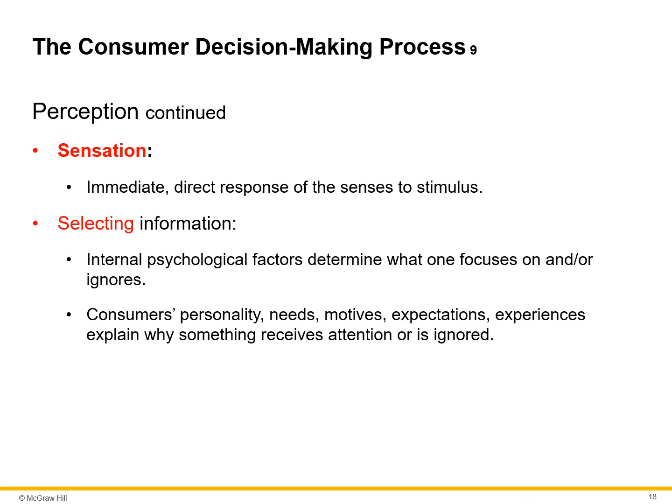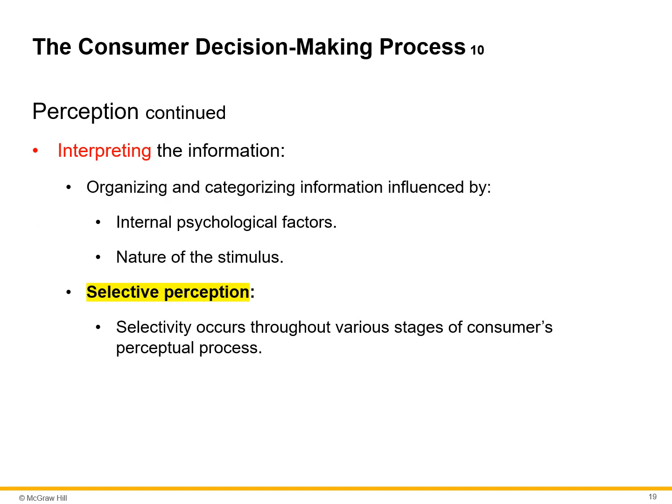Also, perception as sensation. That's the immediate, direct response of the senses to a stimulus. What we sense is what we just receive. Also, in selecting information, internal psychological factors determine what one focuses on or what one ignores. Sometimes we focus on the things we're interested in and ignore the other things. Consumers' personality, needs, motives, expectations, and experiences explain why something receives attention or is ignored. Sometimes we pay attention, sometimes we just ignore it.